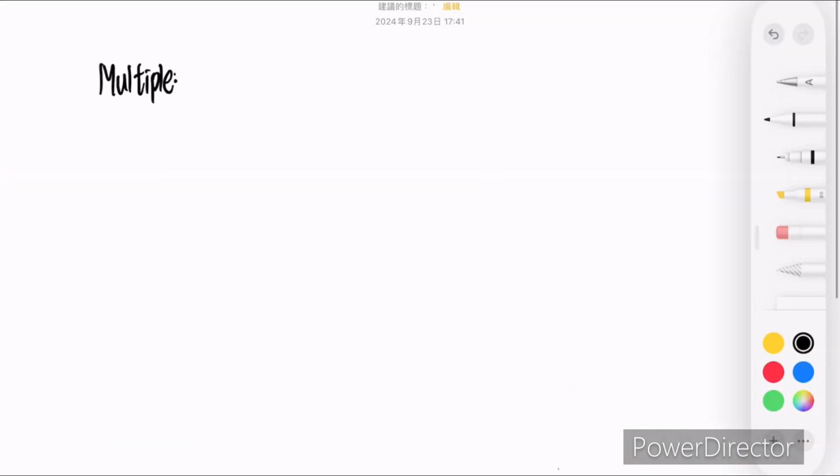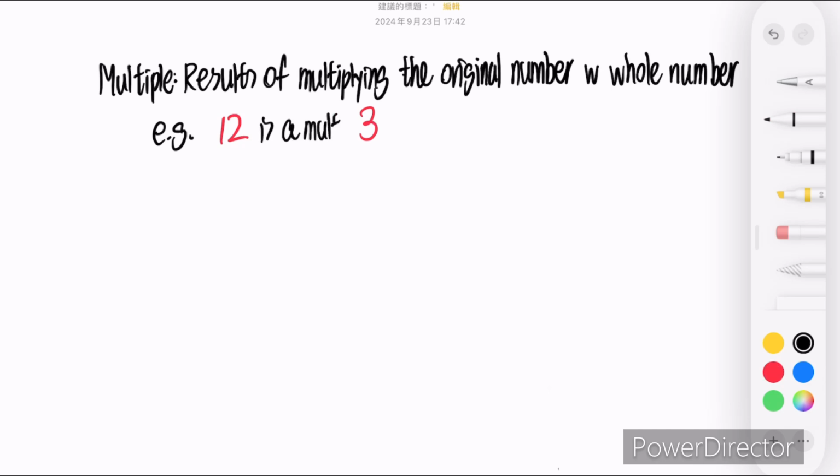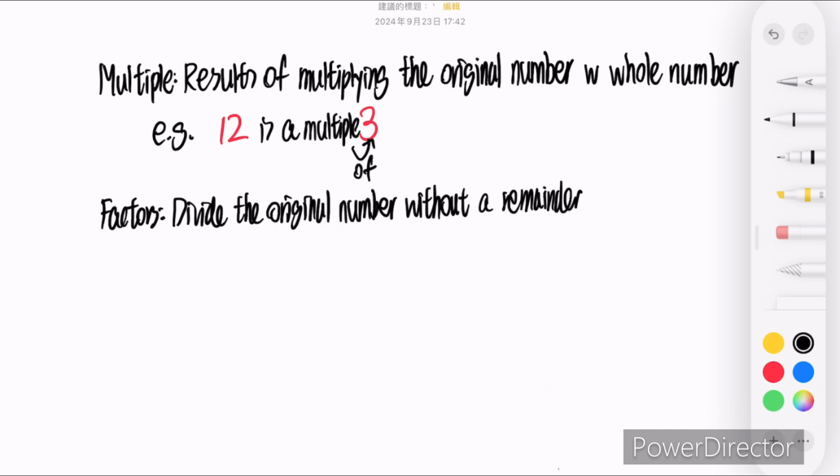So just to summarize, multiples are the results of multiplying a given number by whole numbers. For example, 12 is a multiple of 3, as 3 times 4 equals 12. Factors are numbers that divide a given number exactly without a remainder. For instance, 3 is a factor of 12, as 12 divided by 3 equals 4. The connection between these two is that if x is a factor of y, then y is a multiple of x. So basically, a factor fits into a number while multiples build up numbers.